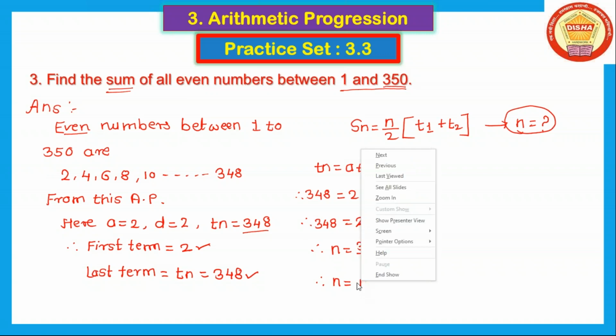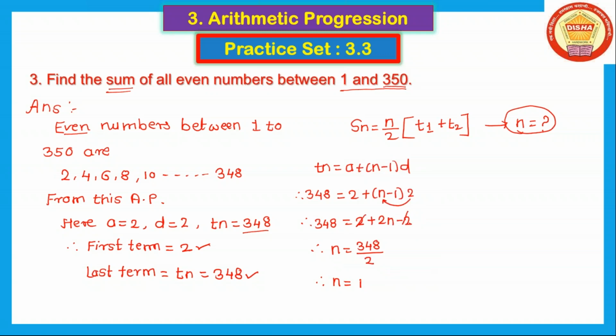Here we divide 348 by 2. 3, 2 ones are 2. 1 is remaining, 2 sevens are 14 and 2 fours are 8. So how many terms are there in the given sequence? 174 terms are present here.